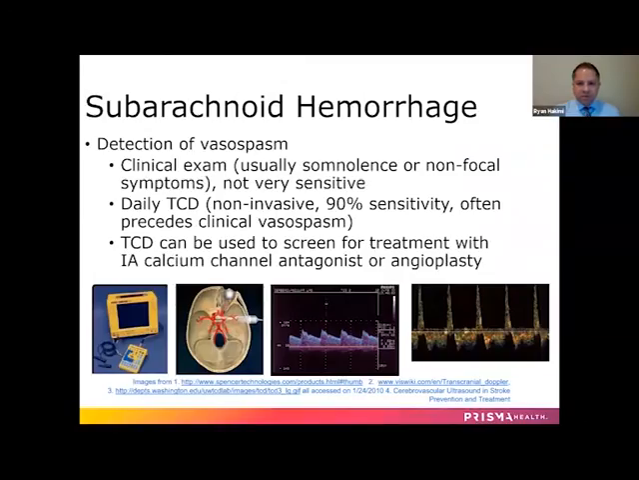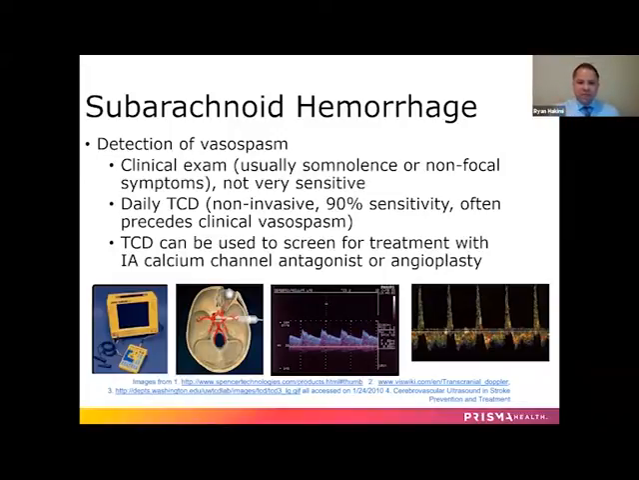So with regards to subarachnoid hemorrhage, this is the most common utilization for neurointensivists at this time. Our clinical exam is not as valuable necessarily as in patients who are on the floor, where the clinical exam is very specific. In the ICU, many times the patient has a non-focal exam, and their only clinical finding for vasospasm is somnolence. And that could be from a multitude of etiologies. Not everybody who's somnolent in the ICU has vasospasm.